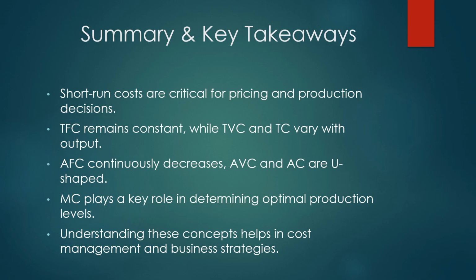Here is the summary of the chapter and key takeaways. Short-run costs are critical for pricing and production decisions. Total fixed cost remains constant, while total variable cost and total cost vary with output. Average fixed cost continuously decreases. Average variable cost and average cost are U-shaped curves. Marginal cost plays a key role in determining optimal production levels. Understanding these concepts helps in cost management and business strategies. If you are a businessman, that will help you.